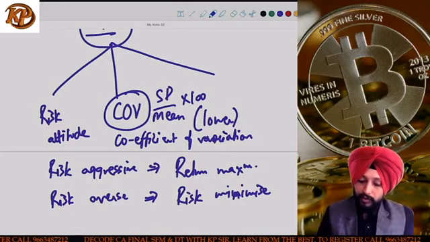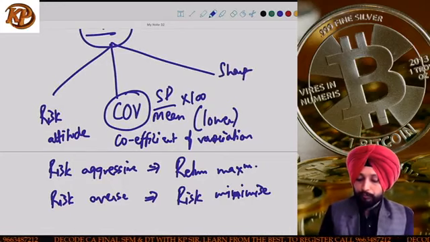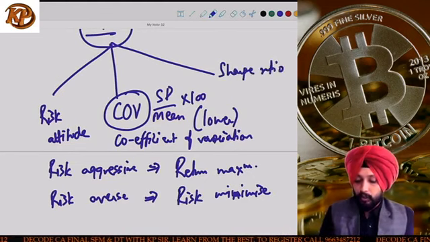And lastly, what we discussed was the Sharpe ratio. How did we learn this, guys? How did we learn the Sharpe ratio?